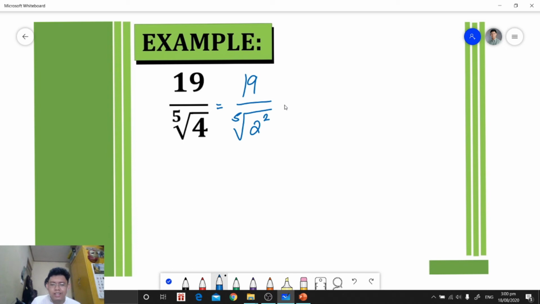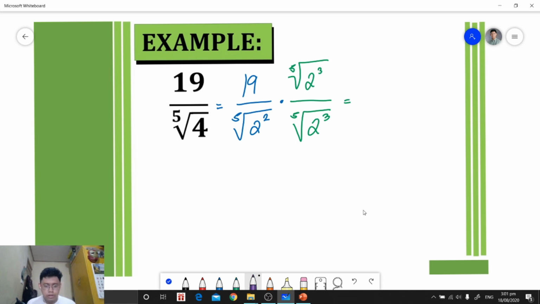Now we're going to multiply our numerator and the denominator by a value that will make our denominator not radical. In this case, we're going to have the fifth root of 2 to some power. How many 2's do we need in order for this to be equal to 5? We have 2 raised to 3, since 3 plus 2 should be equal to 5. Since we are going to multiply our denominator by the fifth root of 2 raised to 3, we're also going to multiply our numerator by the fifth root of 2 raised to 3.